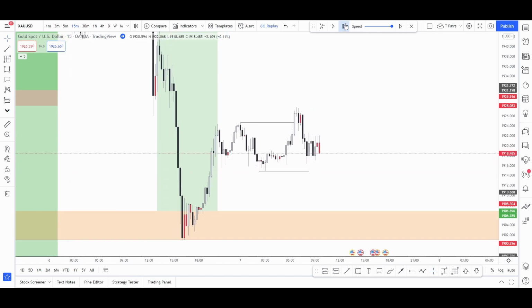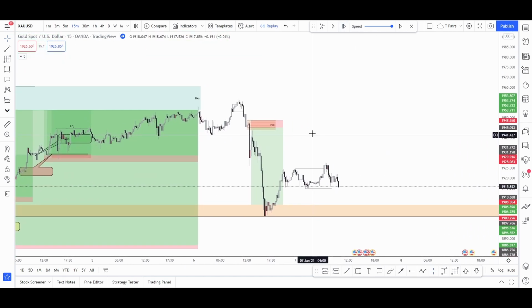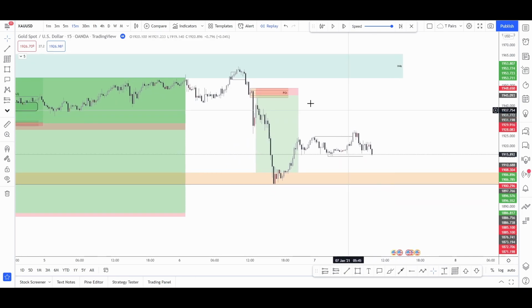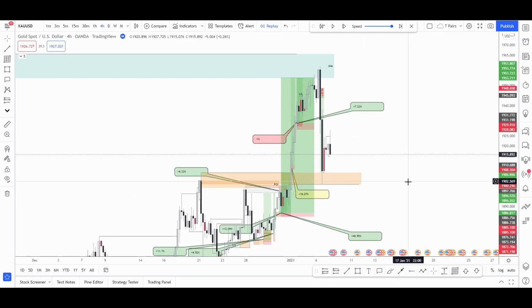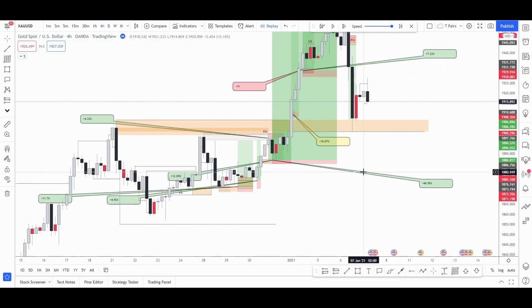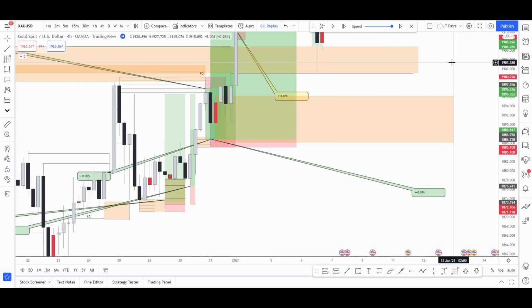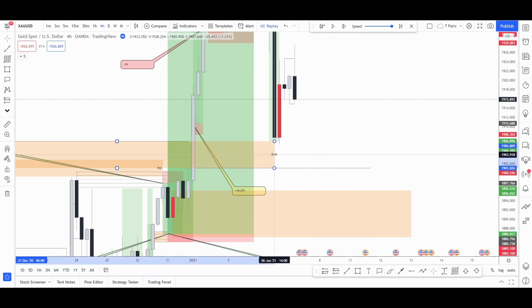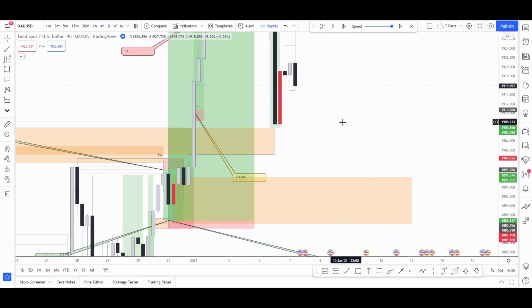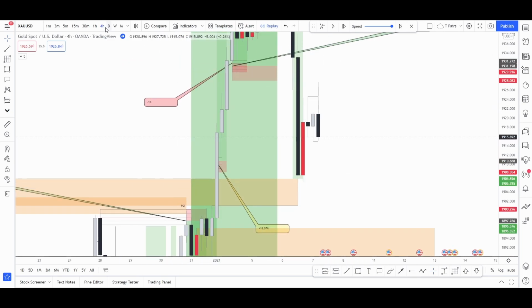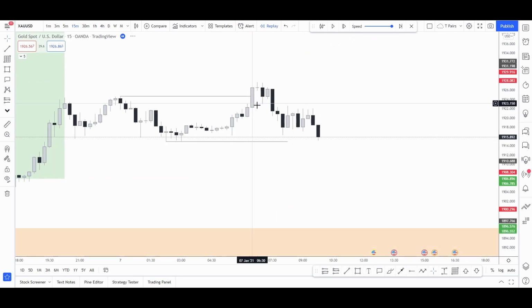I'd be keen to get short on here, even though it's between two massive 4 hour legs on here. It's at a very valid point because it's the imbalance. And then the next target would be somewhere down here. Yeah, I'd be keen to say probably here. Next target would be this one. This one has now been filled, so we can move that out of the way. So next target would be somewhere down here. But yeah, where are we? 15 minutes.